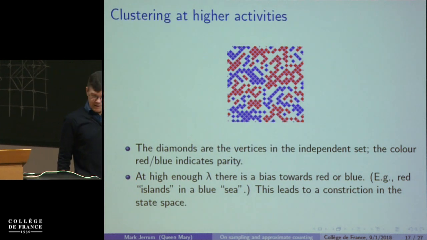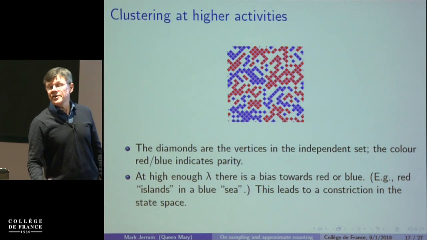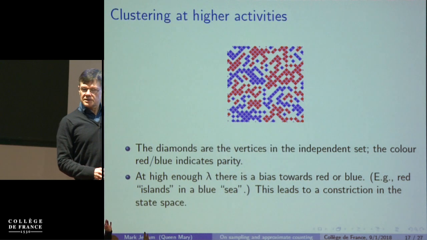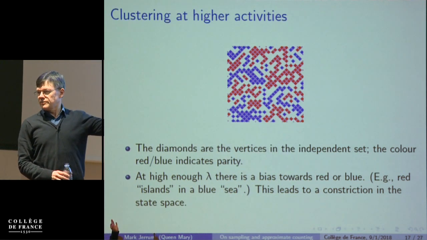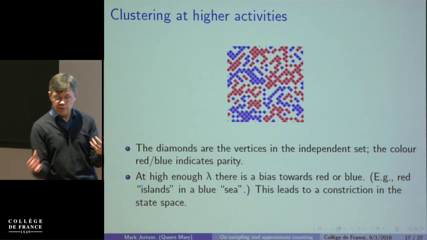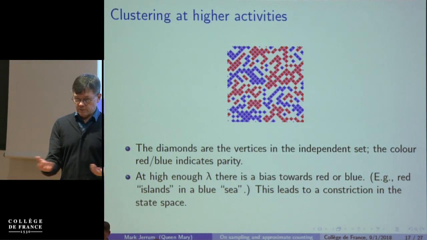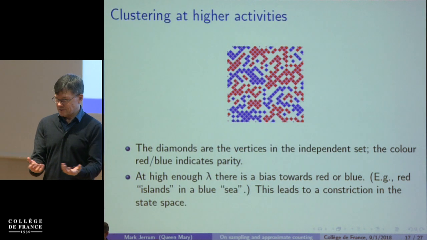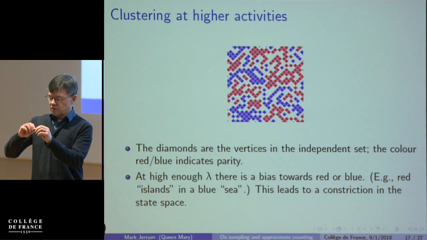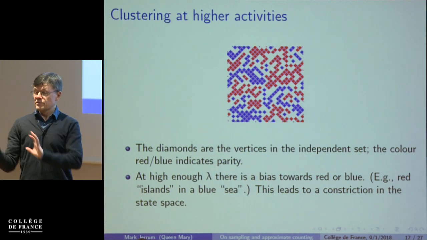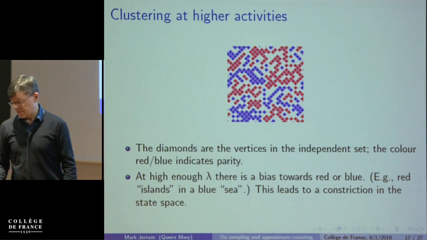So in statistical physics, this would be called a phase transition. At a certain point, a very critical value of lambda, below which the red and the blue are fighting it out and neither is winning. And then you go epsilon above that, and one of them wins. And that's the phase transition.